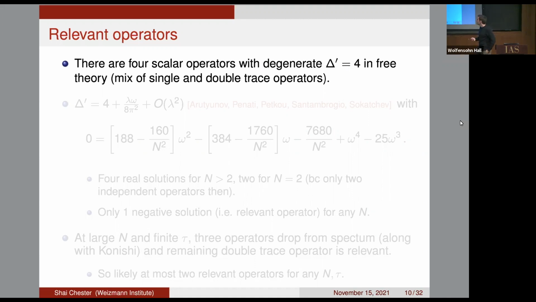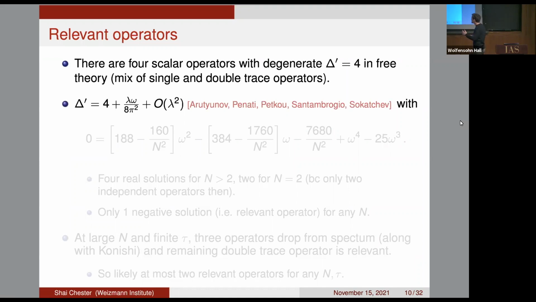So, anyways, okay. Let's discuss all the relevant operators. We have the Konishi, which we were just discussing, and then the next potential relevant operator is the one which, in the free theory, has dimension 4. So there are 4 such scalar long multiplet operators, which in the free theory all have dimension 4. So we call these delta prime, and they are a mix of both single and double trace operators.